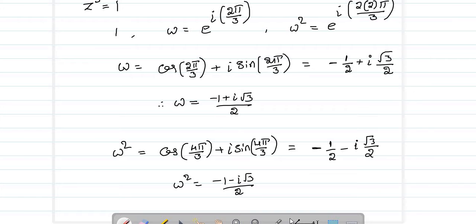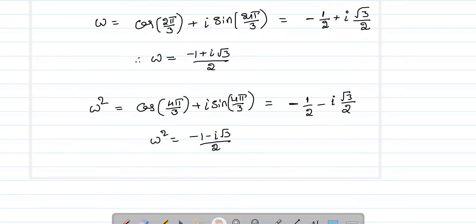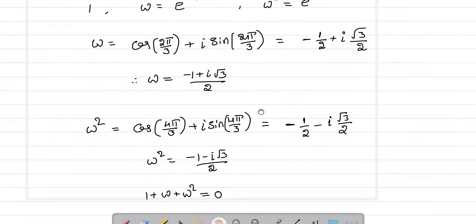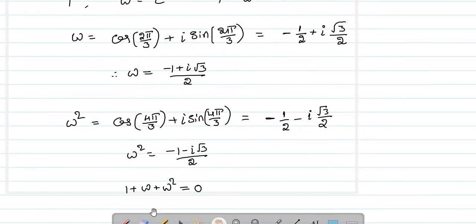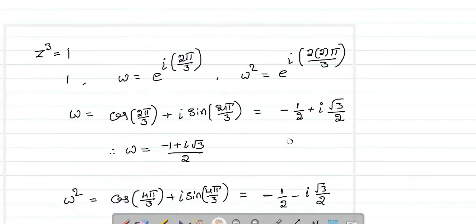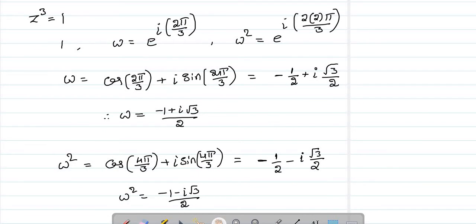So these are the cube roots of unity, 1, omega, omega square. And you can observe one thing here, if you add 1, omega and omega square, definitely you will get 0. You can check it directly. When you add them, you are going to get 0. Similarly, you can think for what are fourth roots of unity and fifth roots of unity.